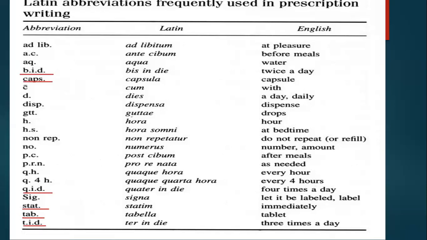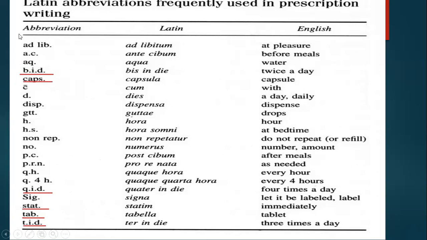These are the abbreviations that we use. BID is what? Twice a day. CAPS means capsule. QID means 4 times a day. You can also write 4 times a day or every 4 hourly, Q4 hourly. QID, 4 times a day. Stat means immediately. Tablet or TID.